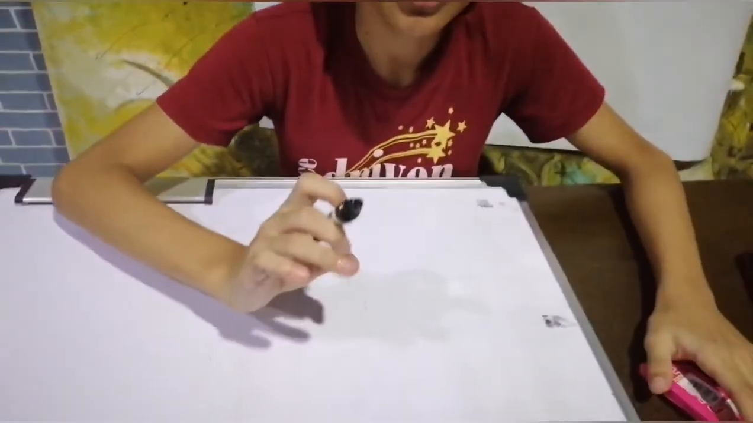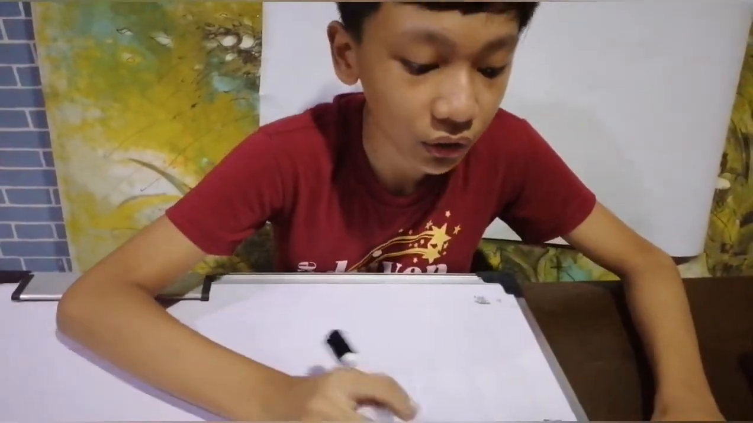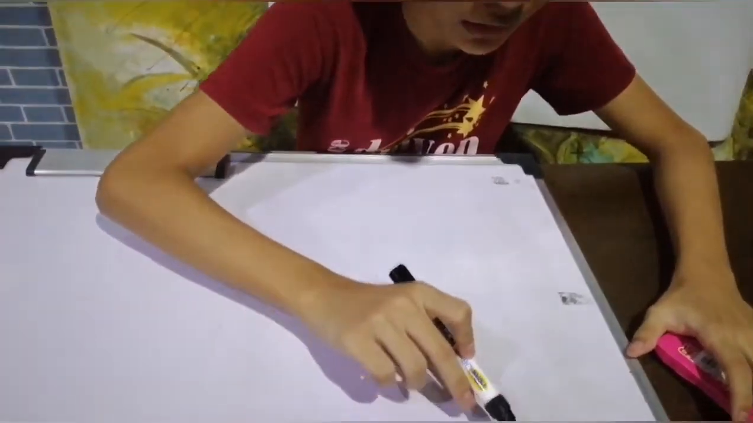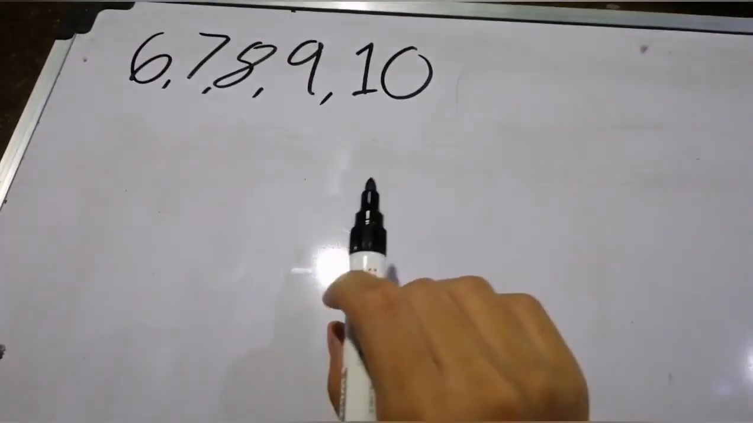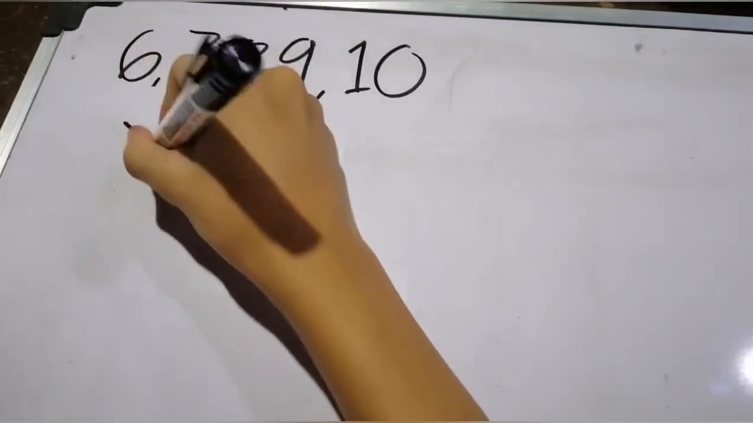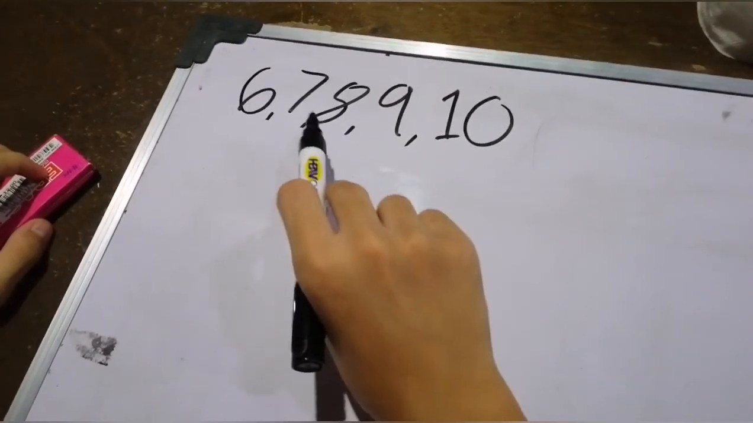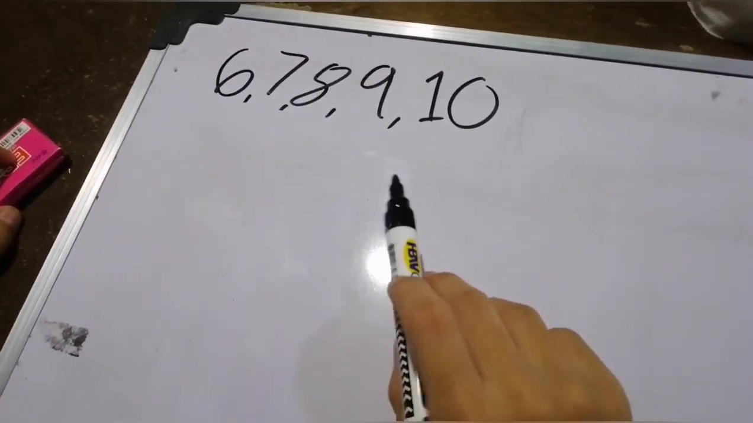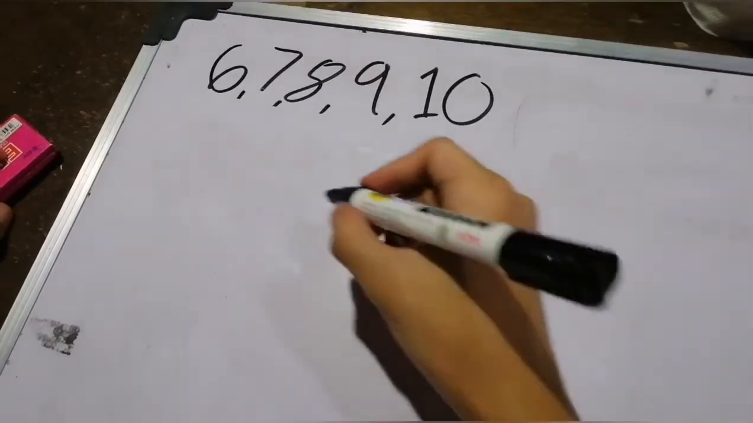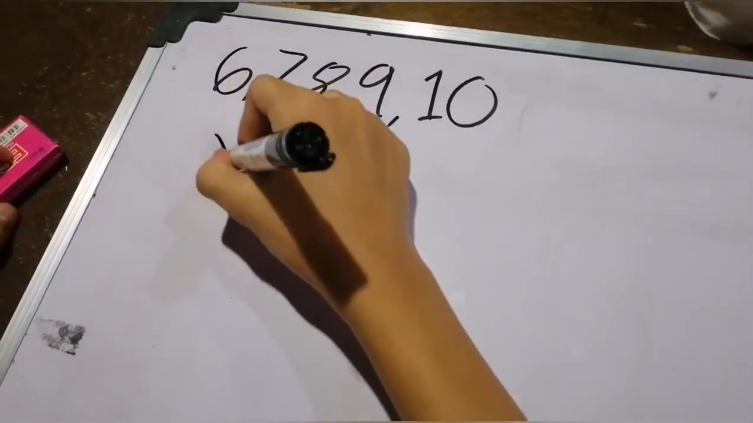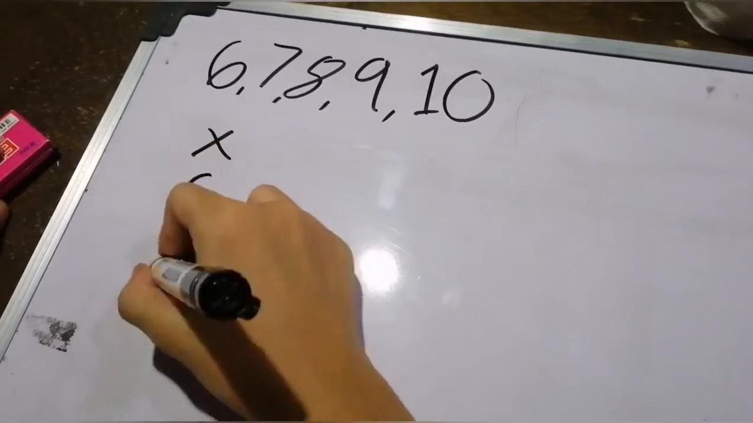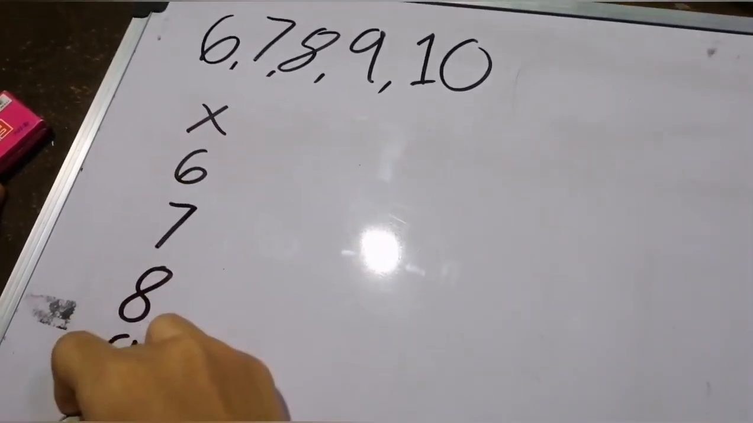Good afternoon. Our next topic will be all about standard deviation of ungrouped data. For example, we will try to find the standard deviation of 6, 7, 8, 9, and 10. The first step is to find the mean, which is x bar. Here we have our data: 6, 7, 8, 9, and 10. We will find the mean of these 5 numbers.